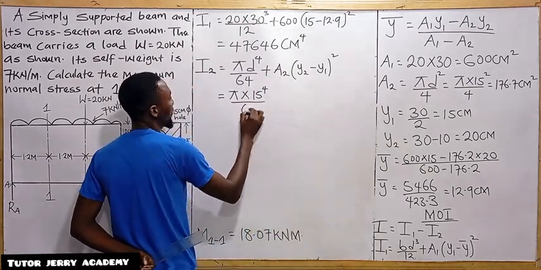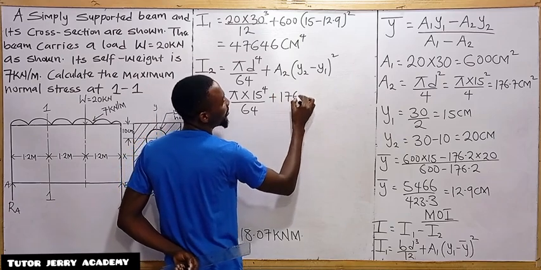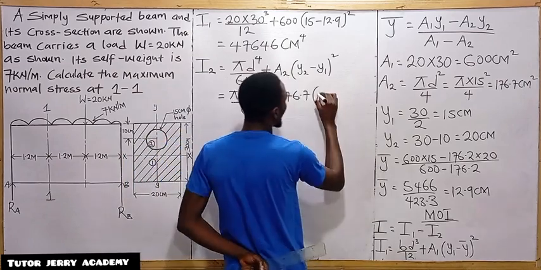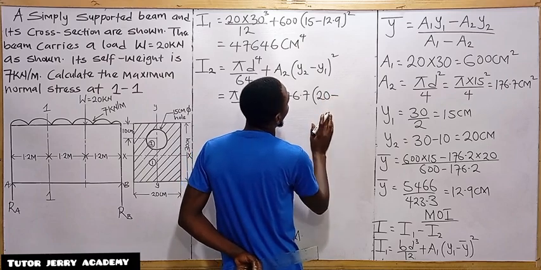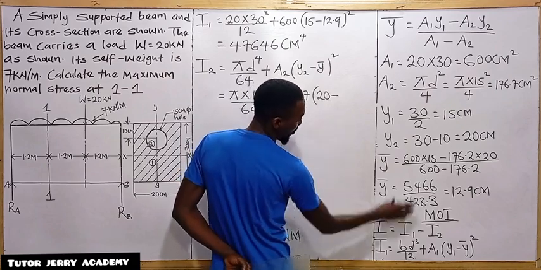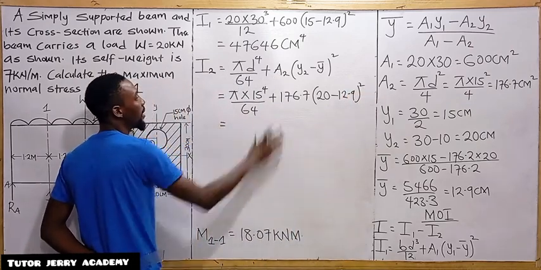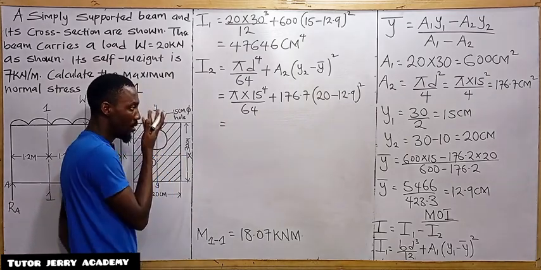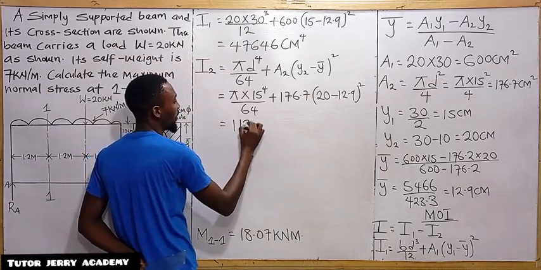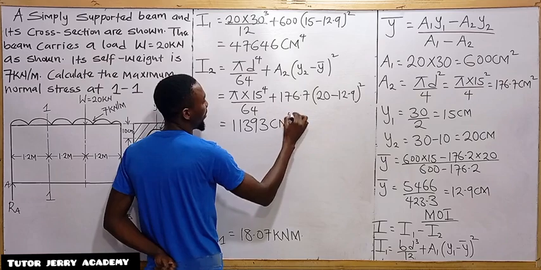So everything divided by 64, then plus A2. What is A2? A2 is 176.7 into Y2. Y2 is what? Y2 is 20 minus Y bar. Sorry, this is supposed to be Y bar. Y bar is what? Y bar is 12.9 squared. All right. So if you press this in your calculator directly, you are going to have your I2 to be equals to 11393 centimeter to the power of 4.